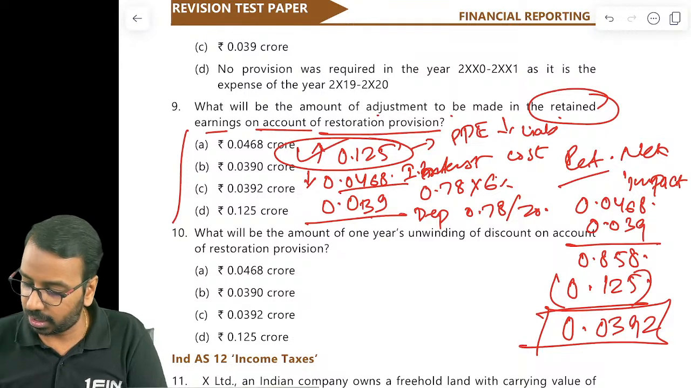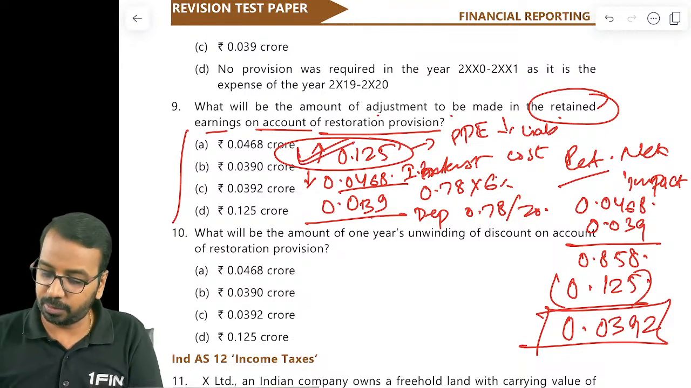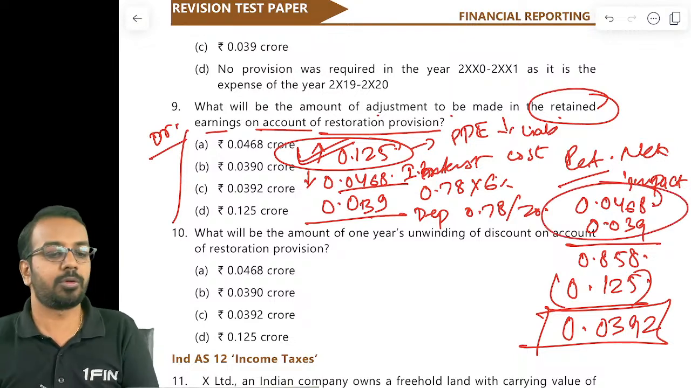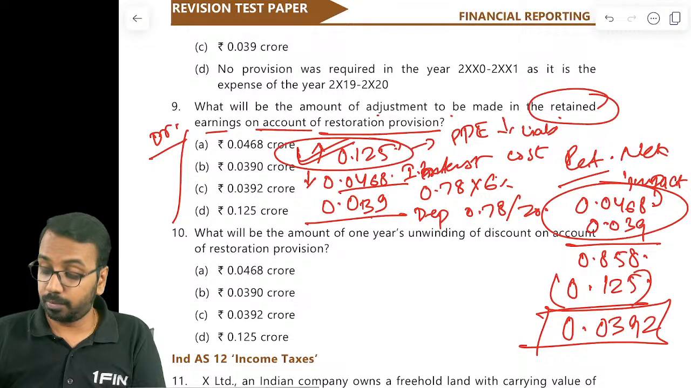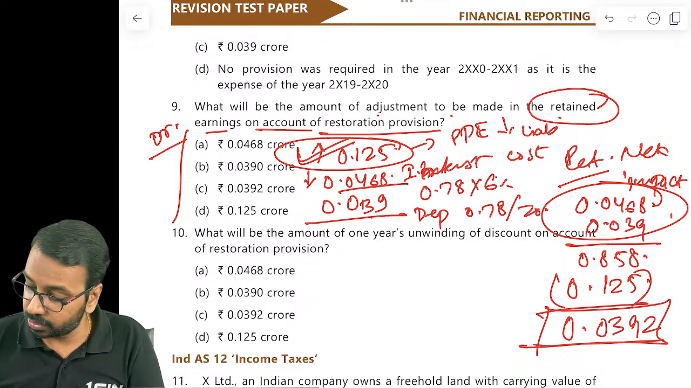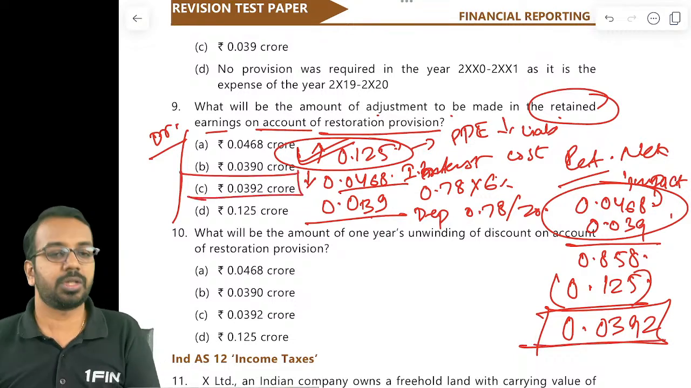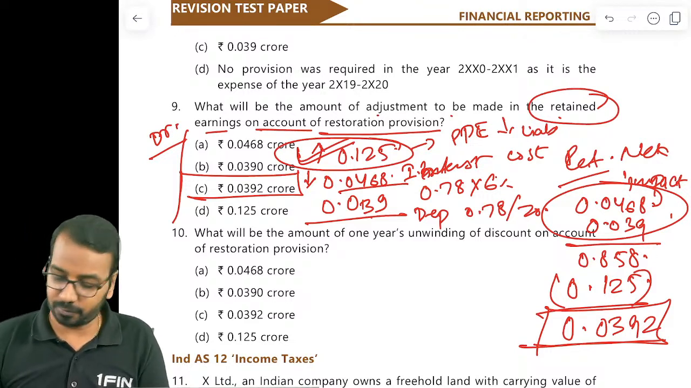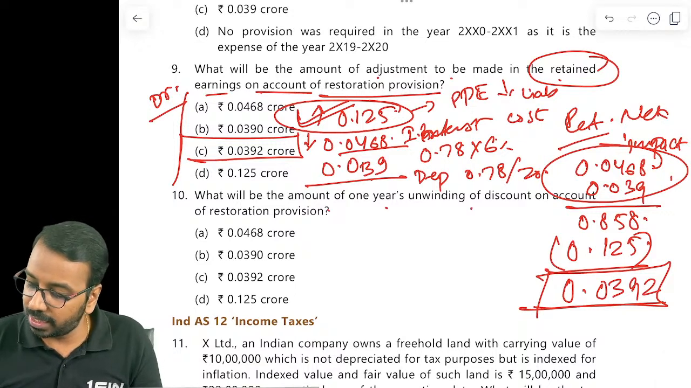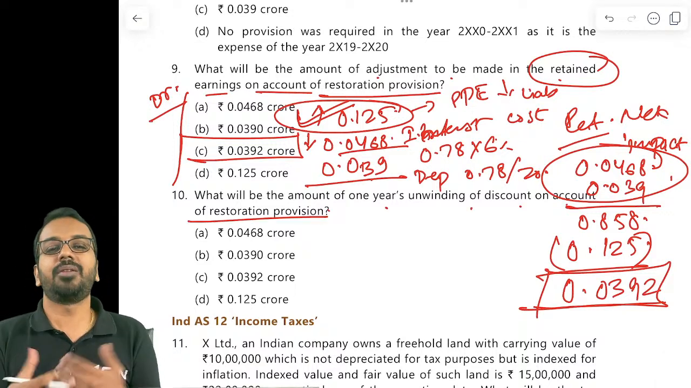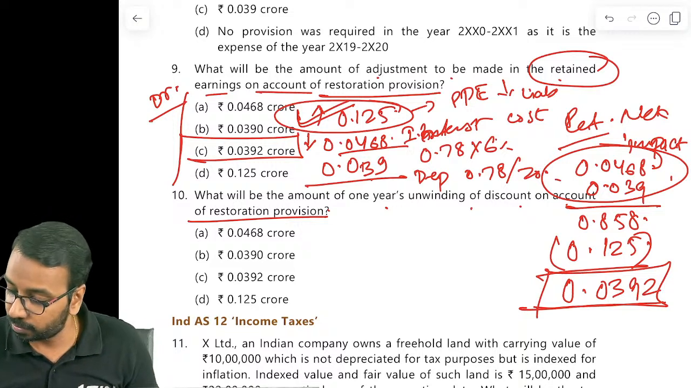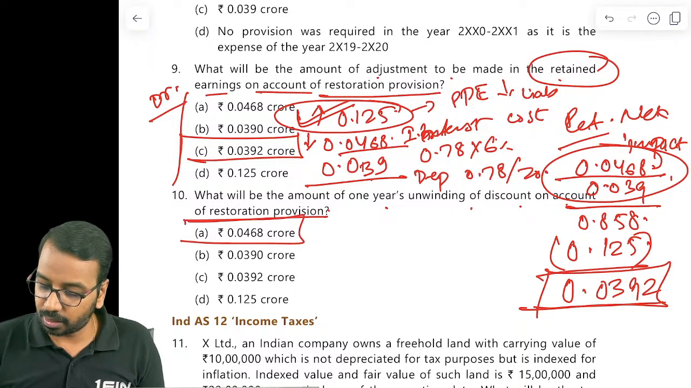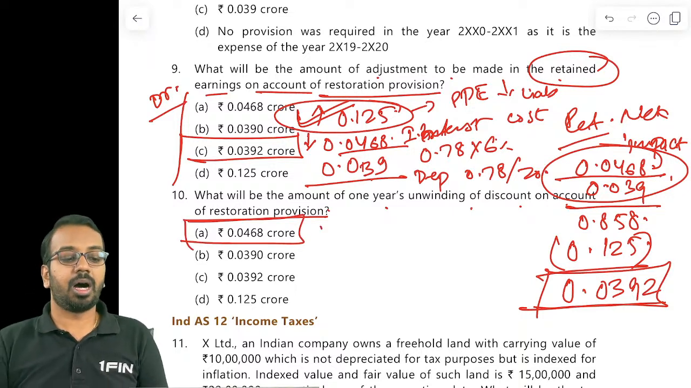So what I have done initially was the correct one. They have made a provision, which means this amount they have already debited to P&L. They should have actually debited only these two amounts to the P&L. Of course, the difference of these two is 0.0392, which matches with option C. Slightly twisted, and lack of space made me confused. Then what is the amount of one year unwinding of discount on account of restoration provision? Unwinding of discount means the interest expense. So we have calculated 0.0468, which is the unwinding of discount.